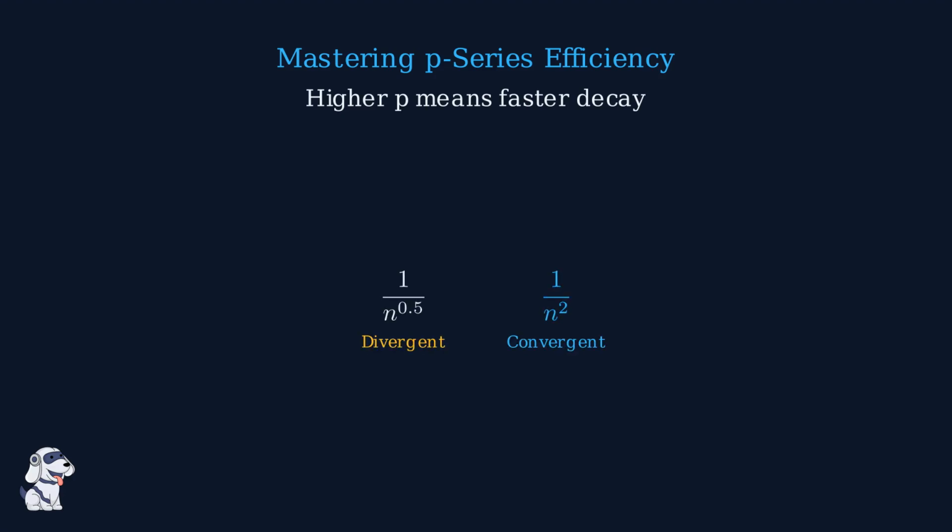When p is larger than 1, like n squared, the series converges rapidly. Mastering this test saves significant time on exams.